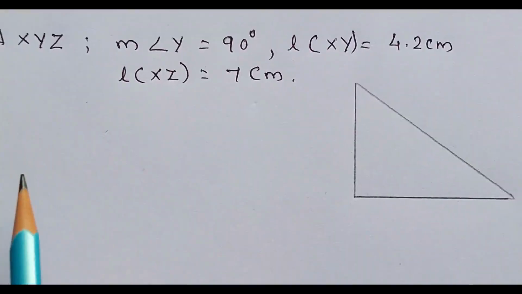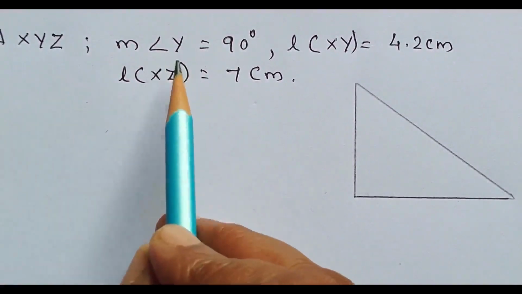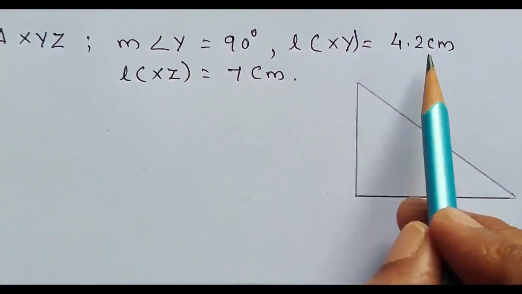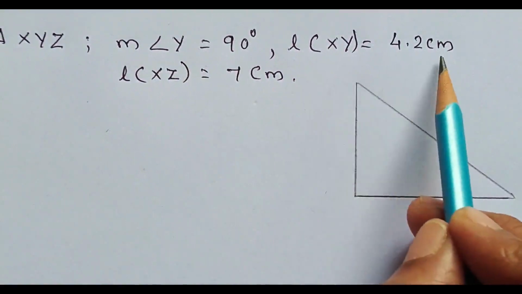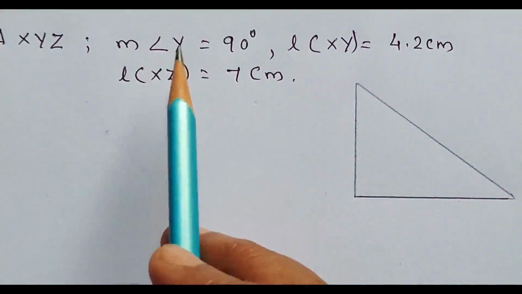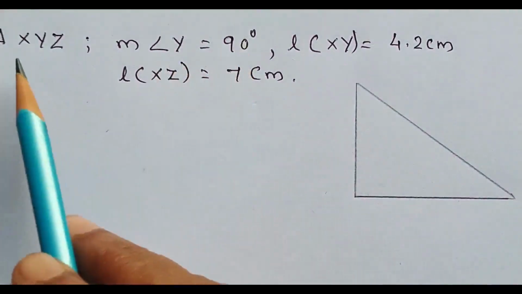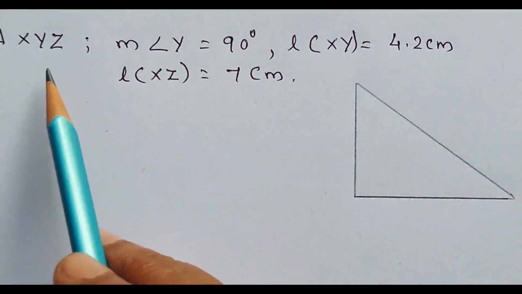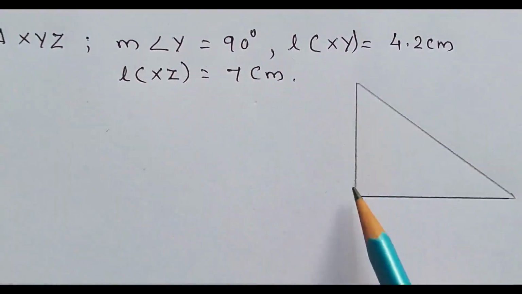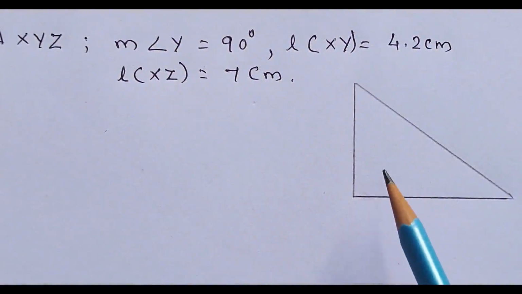Now let's take the fourth question. Construct triangle XYZ where measure angle Y is 90 degrees. Length XY is 4.2 centimeters and length XZ is 7 centimeters. Now here it's given that measure angle Y is 90 degrees. That means XYZ is a right angled triangle. So your rough figure also should resemble a right angled triangle.